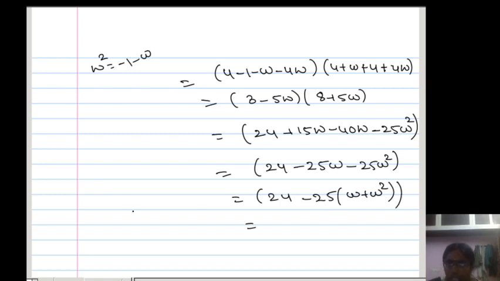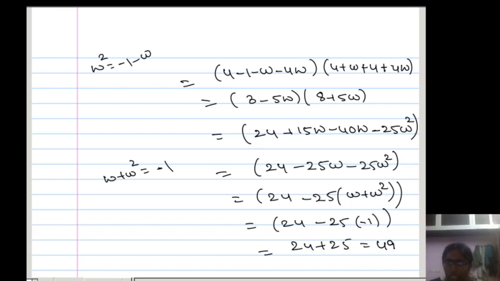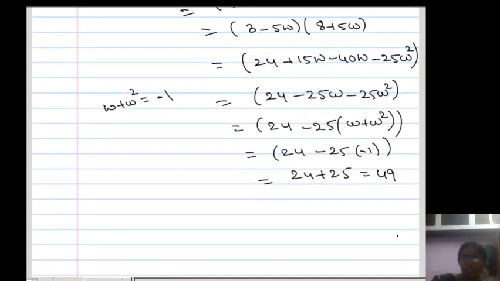But I know that omega plus omega square is equivalent to minus 1, because omega is a cube root of unity and satisfies this relation. Then 24 minus 25 into minus 1, minus into minus plus. So 24 plus 25 can be written as 49. So what's your answer here? 49. RHS.